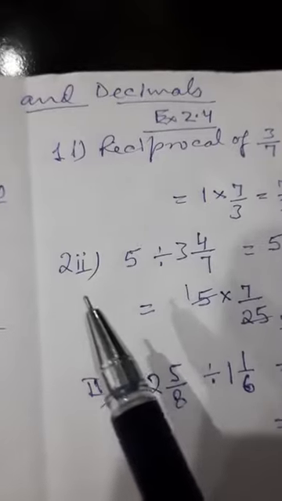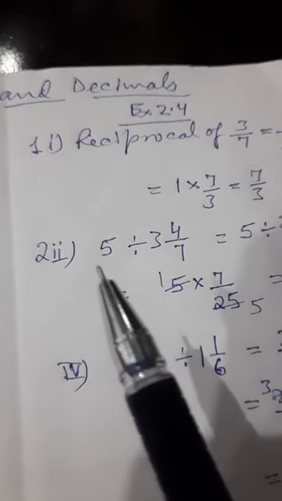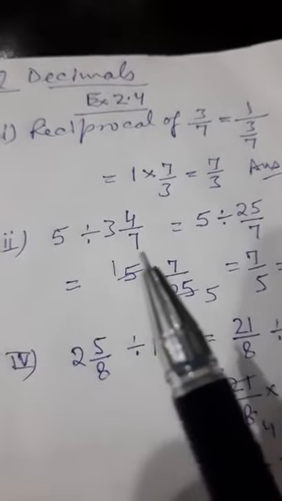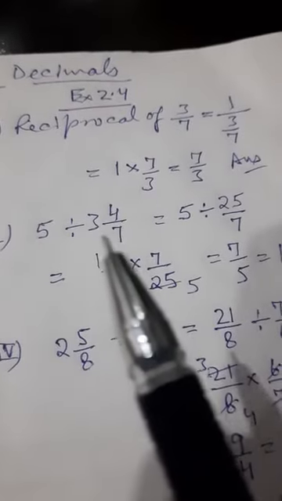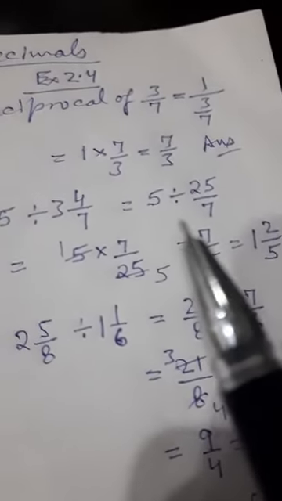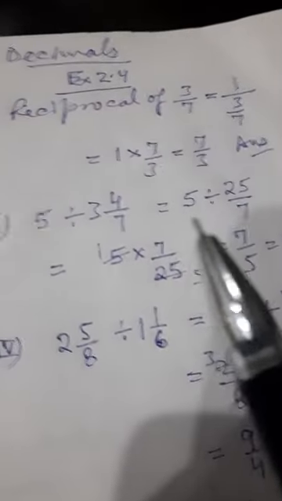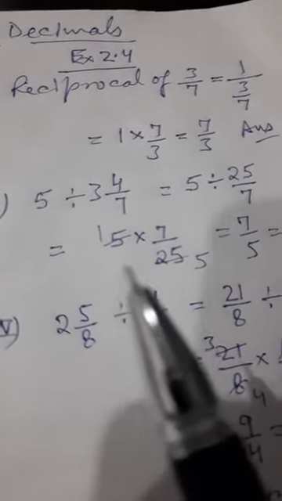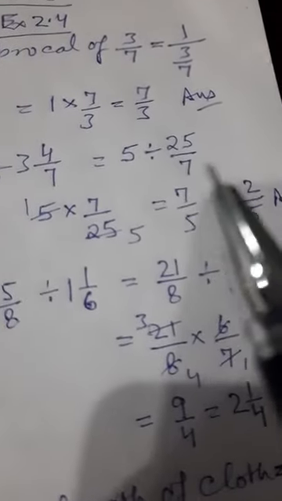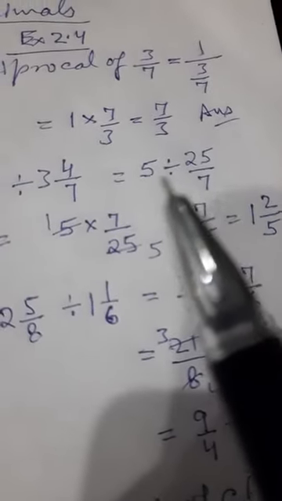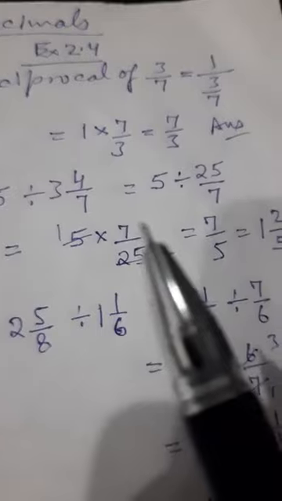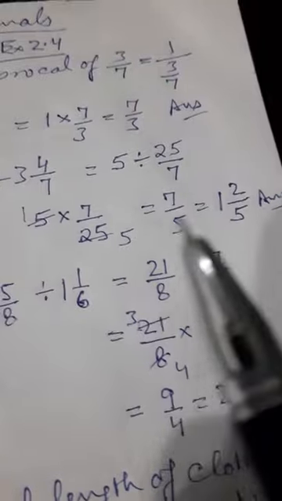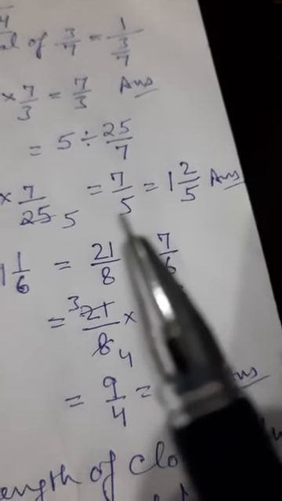Question number 2, second part. Evaluate 5 divided by 3 whole number 4 upon 7. Now here we have a mixed fraction, we'll convert that into a simple fraction. Numerator we don't need to worry about, so 5 will remain 5 only. Denominator, when we change division into multiplication, it will be the reciprocal of the denominator, that is 7 upon 25. We simplify here and we get 7 upon 5.